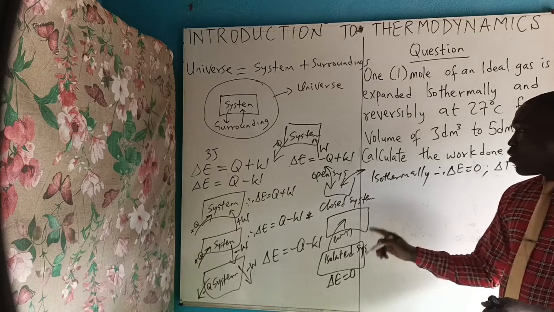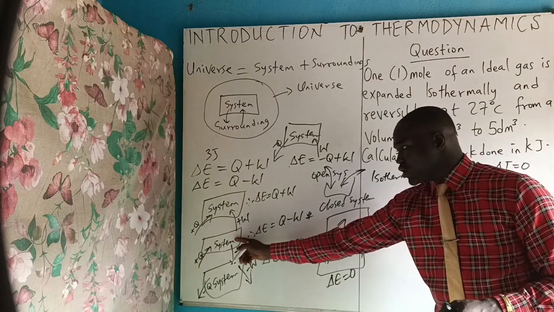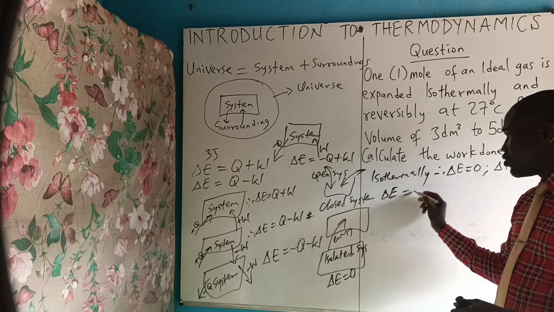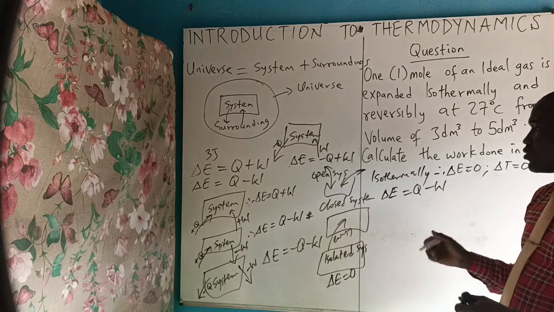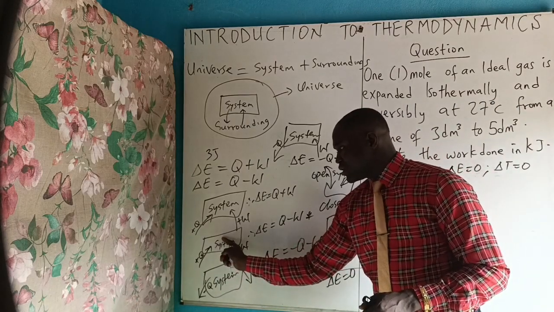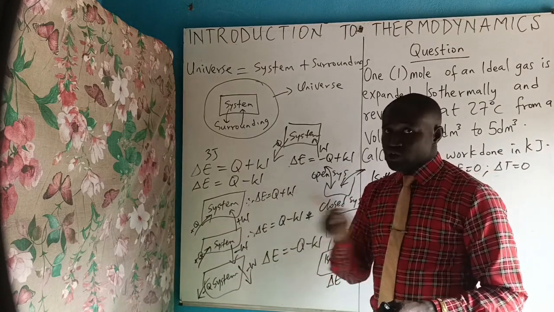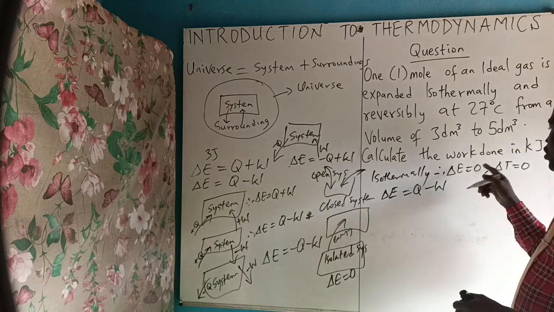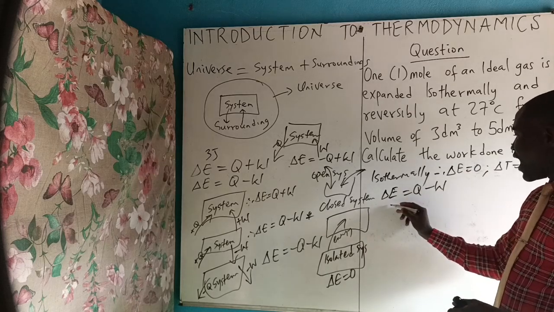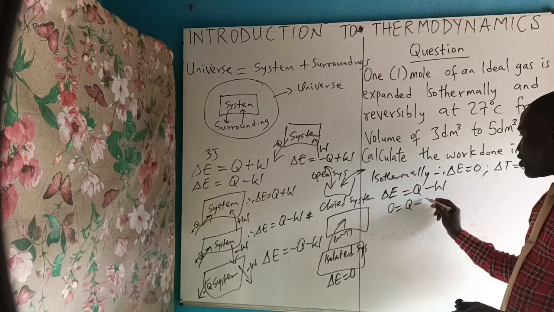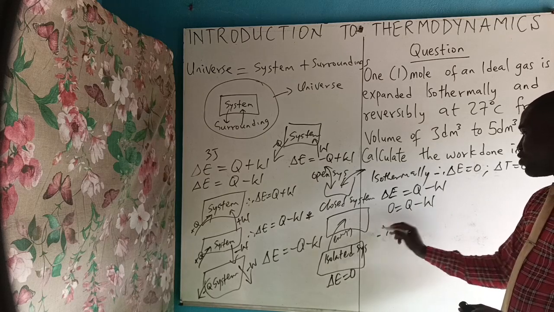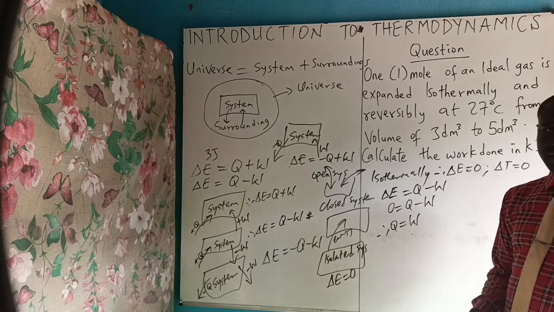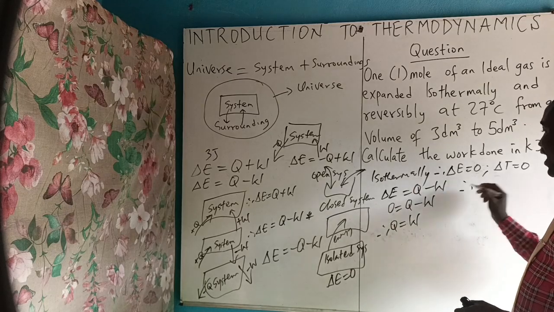And from here, once you have this condition, we have that change in E is equal to Q minus W. That is, it gains energy and it performs work on the surrounding. Take for instance, you now notice that when change in E is 0, we have 0 is equal to what? Q minus W. Therefore, you have that Q is equal to W.